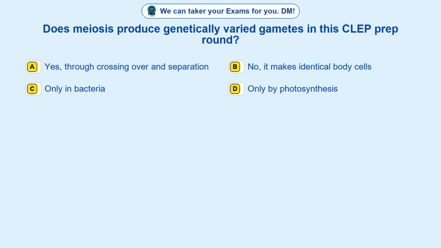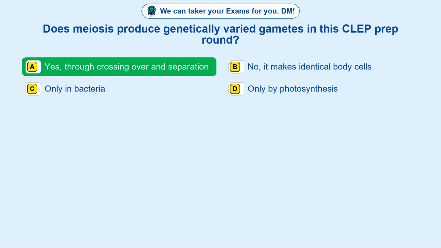Question 16. Does meiosis produce genetically varied gametes in the CLEP prep round? Option A. Yes, through crossing over and separation. Option B. No, it makes identical body cells. Option C. Only in bacteria. Option D. Only by photosynthesis.